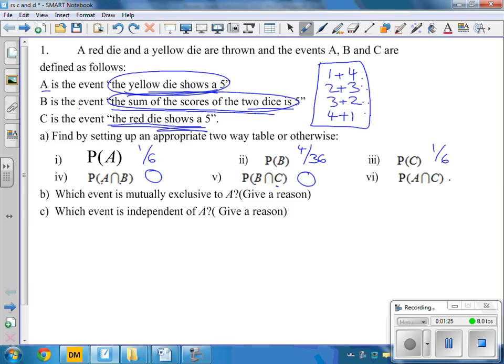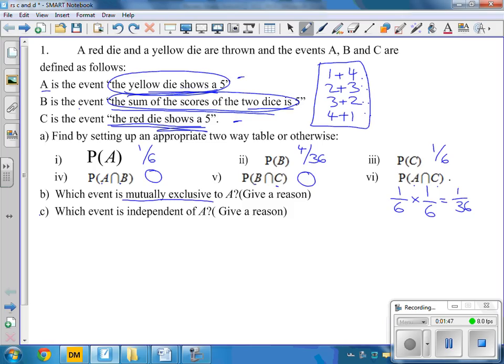But this one can happen. A and C. I want to get a 5 on the first dice and a 5 on the second. I can times them together because they're independent, they don't affect each other, and so we got an answer of 1 over 36 here. And that's what parts B and C now go on to get on with.